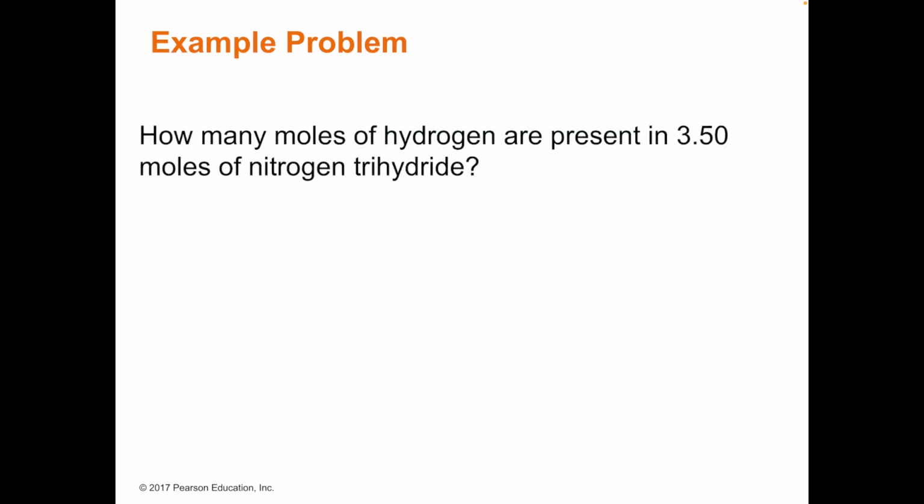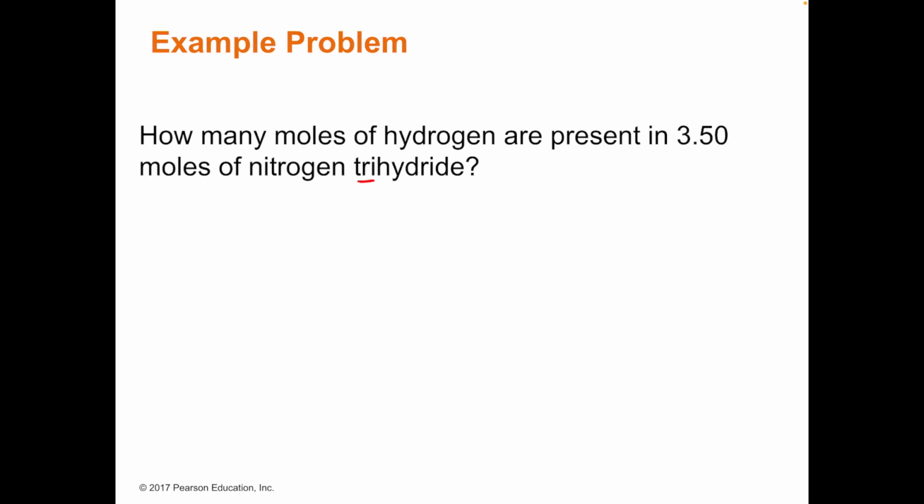So let's try another one. This says how many moles of hydrogen are present in 3.50 moles of nitrogen trihydride. So as you can see in this particular example, I didn't give you the chemical formula, but you will be able to write them because we just finished a chapter on that. So this says nitrogen trihydride. So the fact that there's a prefix here, that's telling us that this is covalent bonding. And we're not going to need to circle and switch.